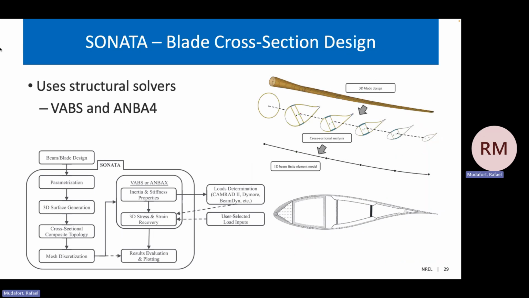SONATA is used for optimizing blade cross section and just doing general design there. 3D surface generation, mesh discretization. Basically, all of these things feed into generating the inputs that go to OpenFAST.